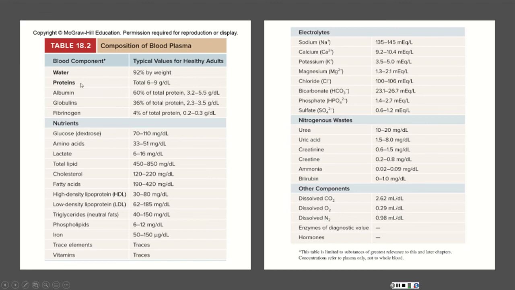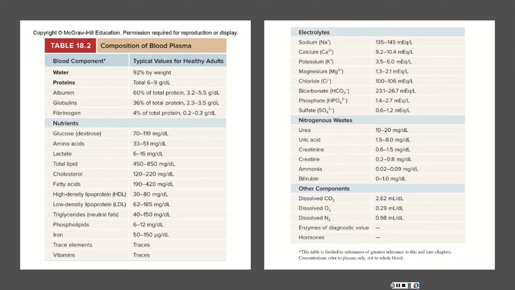Next, we have the stuff that is dissolved in that water. That's what will make it plasma, is all the stuff that's dissolved in it. And proteins are the big thing that we're going to talk the most about this semester. Now, there's a lot of different proteins in plasma, and we're going to talk about them in practically every chapter. First, I want to talk about something called albumin.